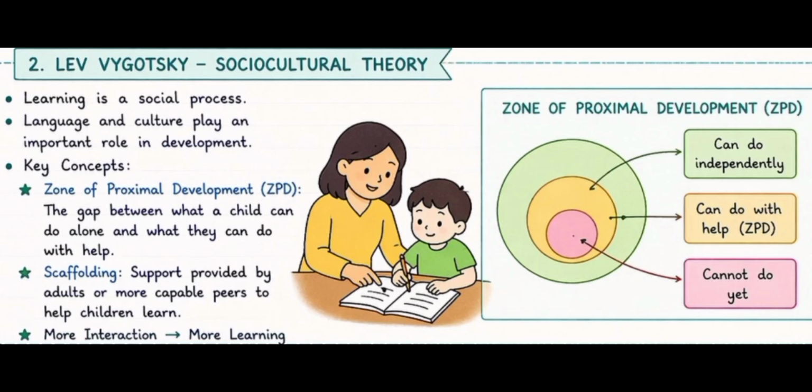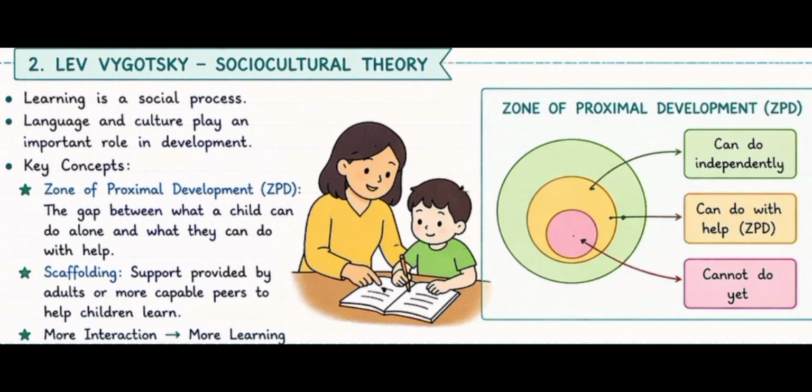Now we will move to the second theory, Lev Vygotsky's social structure theory. Lev Vygotsky gives the social theory. Learning is a social process. Language and culture play an important role in development, and he gave a key concept: zone of proximal development. The gap between what a child can do alone and what they can do with help.